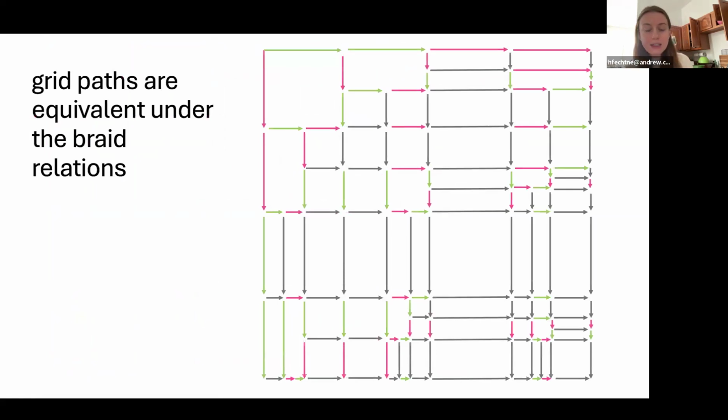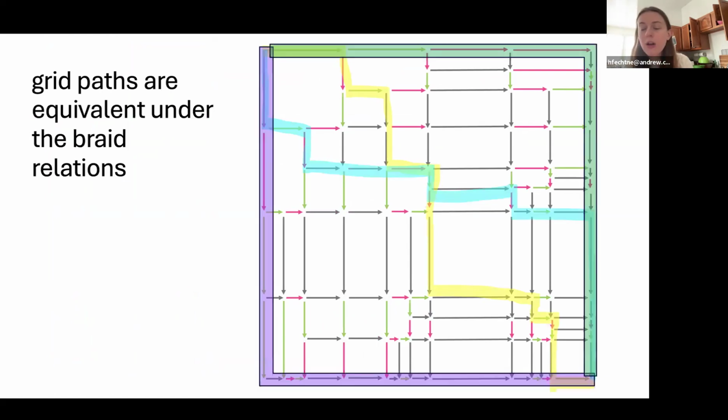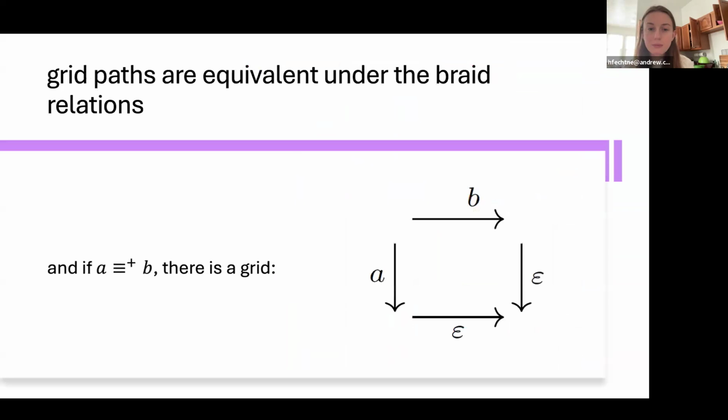Now, even as they get massive, one can prove inductively that any path through the grid is equivalent under the braid relations to any other path through the grid. And these are the braid monoid relations. So I can take this zigzagging path along the arrows, I could take this blue one, I could go along the border, the other border. If you read off their labels, they will all be equivalent under the braid relations.